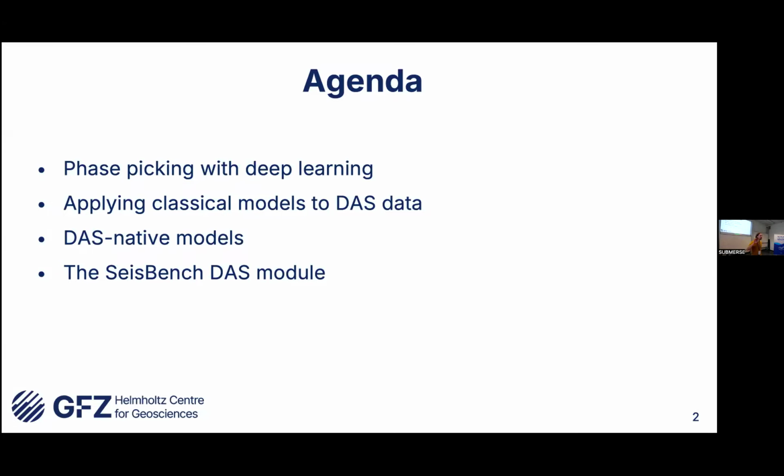For the general agenda, I'll give you a very brief run through of what phase picking with deep learning generally is, how it works in classical data, and then show you a bit what can be done on DAS, both in terms of using the classical three-component seismometer models on DAS, and then on DAS native models that are native to DAS data. And in the end, we'll do a practical where, like a notebook, like Afonso just showed.